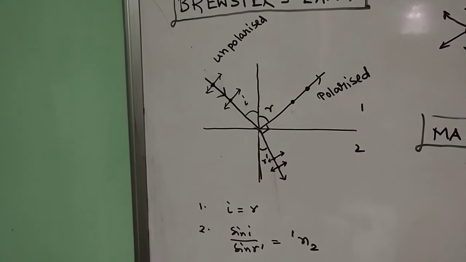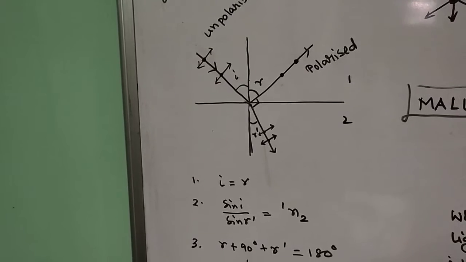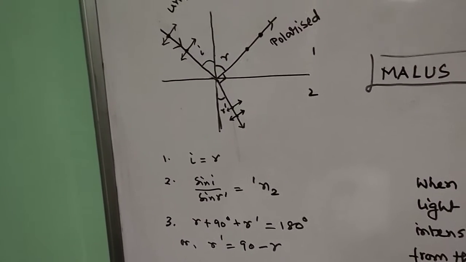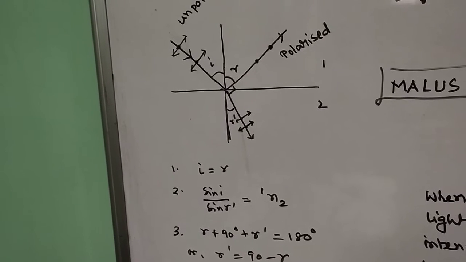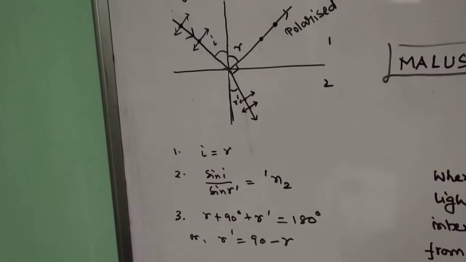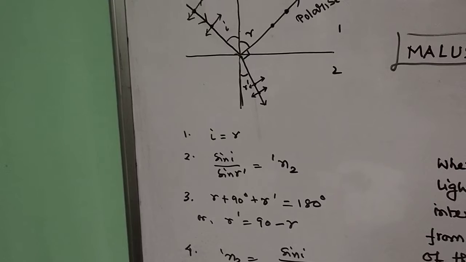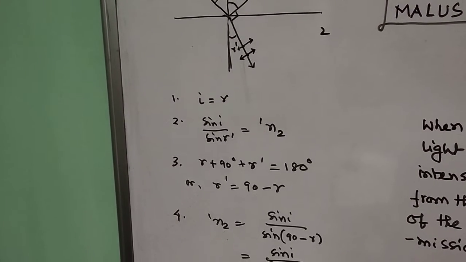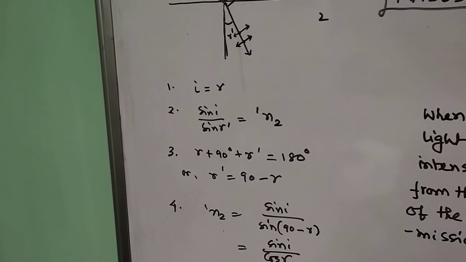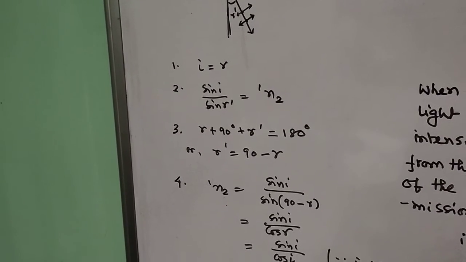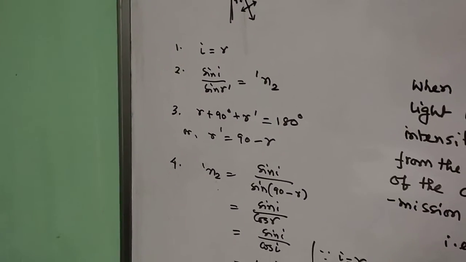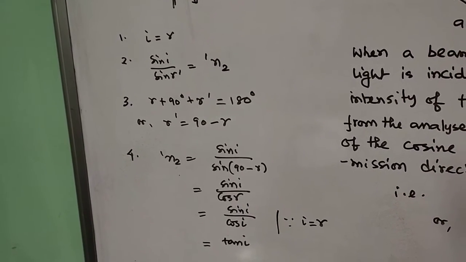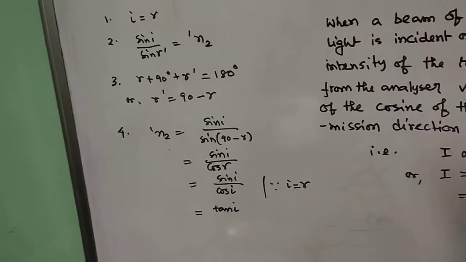So here i equals r from the law of reflection, and sin i by sin r dash, that is from Snell's law, equals the refractive index of the second medium with respect to the first medium. So r plus 90 degrees plus r dash equals 180 degrees. So r dash equals 90 minus r. So n21, the refractive index of the second medium with respect to the first medium, equals sin i by, in place of r dash we can write sin of 90 minus r. Sin of 90 minus r is cos r, and i equals r, so that is cos i. So sin i by cos i is tan i. So this is your Brewster's law.